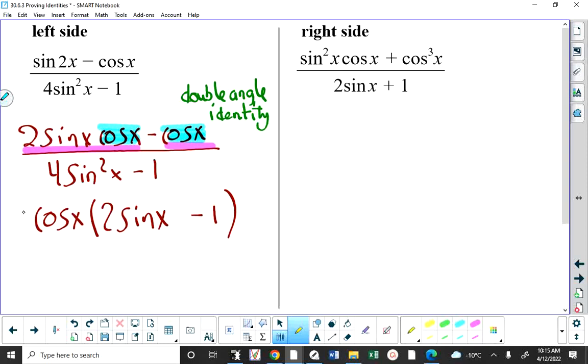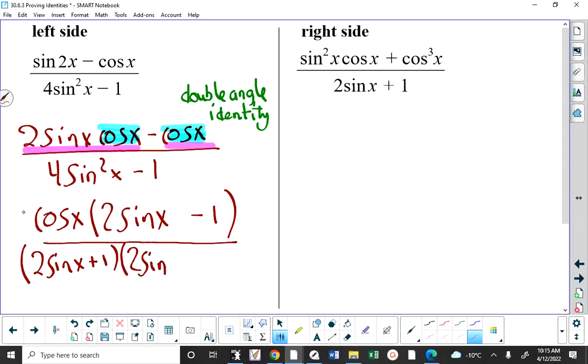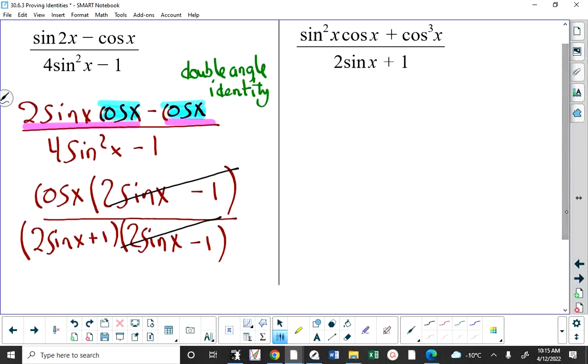Yes, and as soon as you see that it's a difference of squares, you're probably going to see what's going to happen when we write it in factored form. This will factor on the bottom into 2 sine x plus 1 and 2 sine x minus 1. Oh, that's a thing of beauty. Those 2 things cancel. So we're left with, on the left-hand side, something that's really not that complicated.